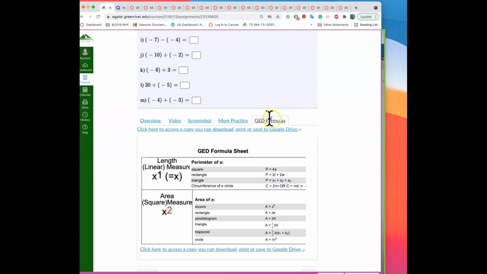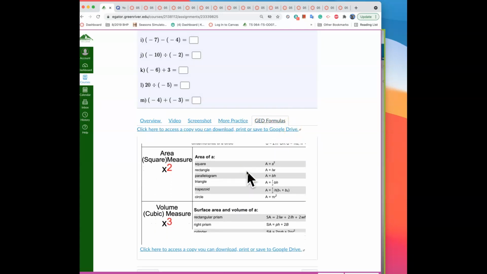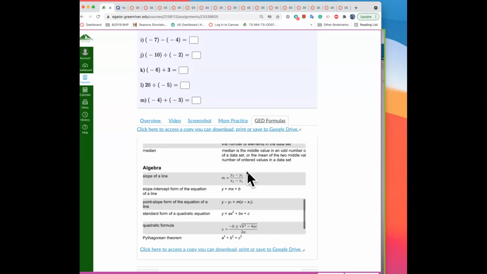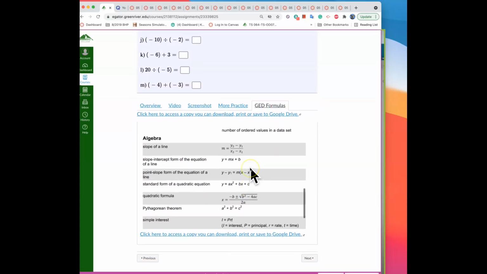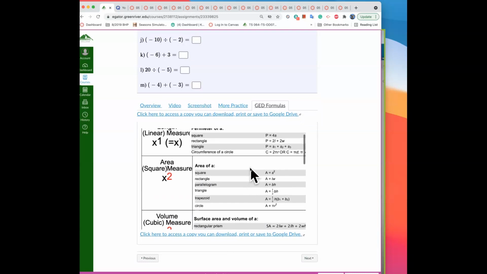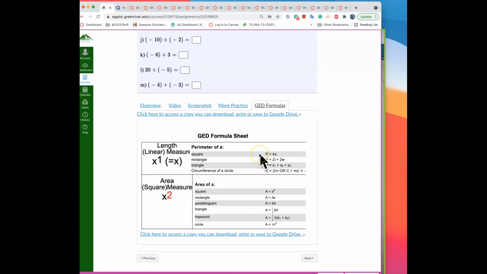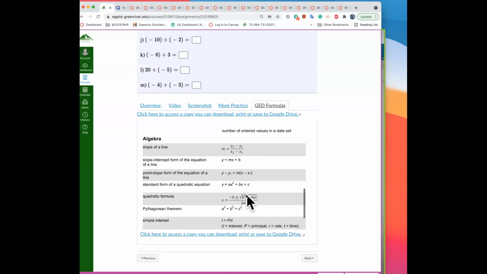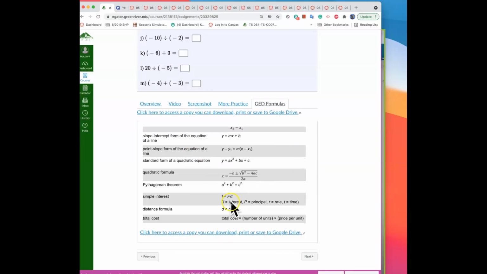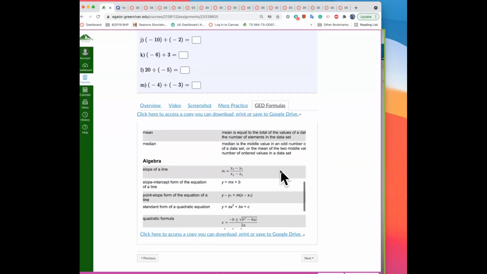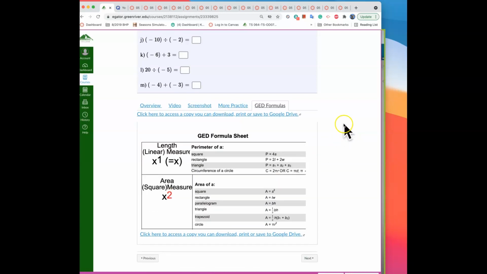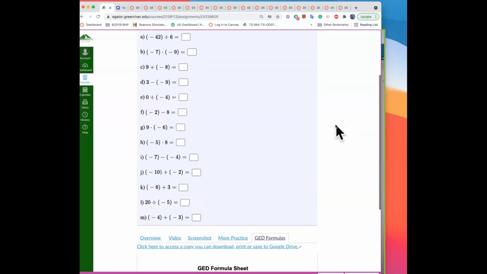And GED formula sheet is available for every test. Probably not much use here, but take a look at this every once in a while. If you are planning to take the GED, you'll need to know what's on here. You won't have to memorize as much, because whatever content is on this sheet, you won't have to memorize. Okay, but it's a good idea to know what's on here so that you can use it efficiently. All right, so that's enough for this explanation.